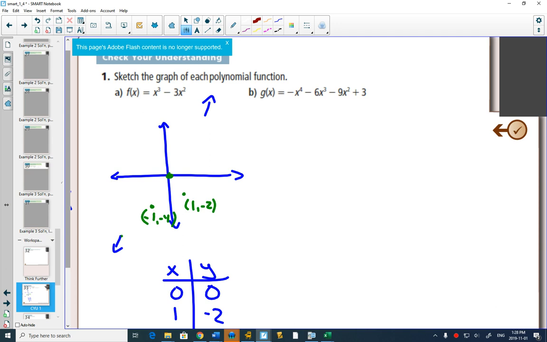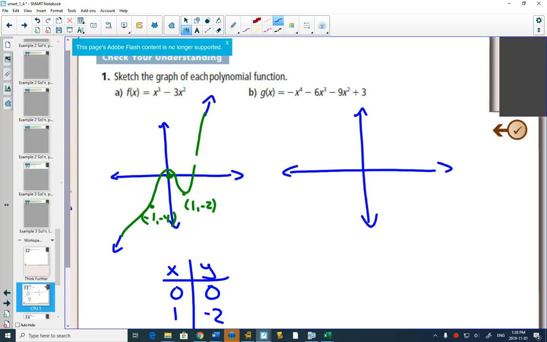Once you've got a couple points, join them up and get an idea of what your sketch looks like. I did that really quick. I probably should have had a few more points to be more accurate. But join your points together and then connect it to your end behavior. Same thing with the next one. You know that your end behavior, it's even. It's going to go down here and down here.